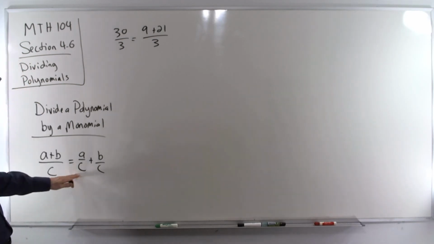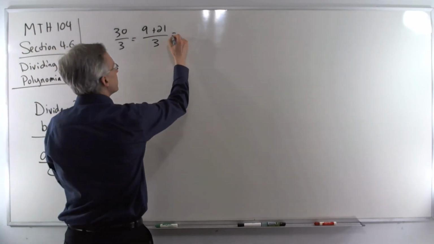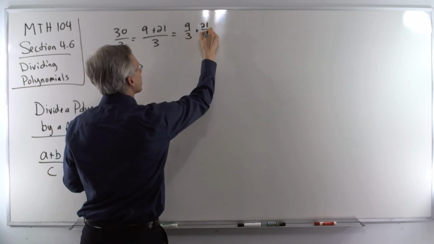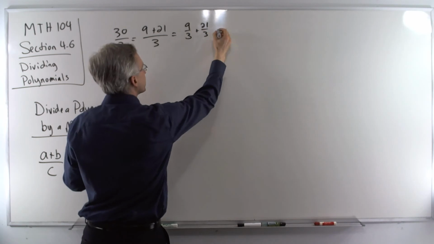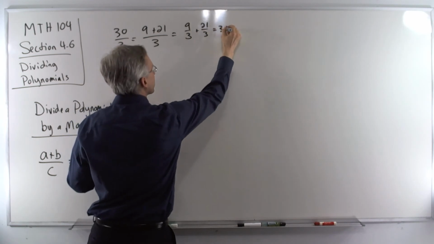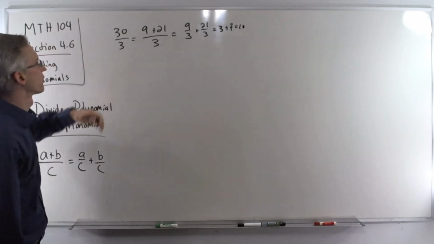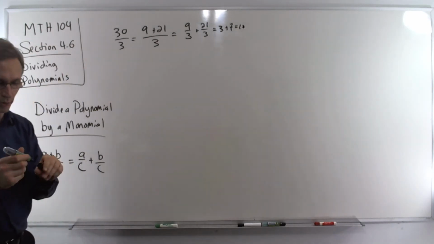All right, now let's use this property. Now I can break this up into two separate fractions, 9 over 3 plus 21 over 3. Well, 9 over 3 is 3, and 21 over 3 is 7. Add them together and we get 10. 30 over 3 is 10. So it works.